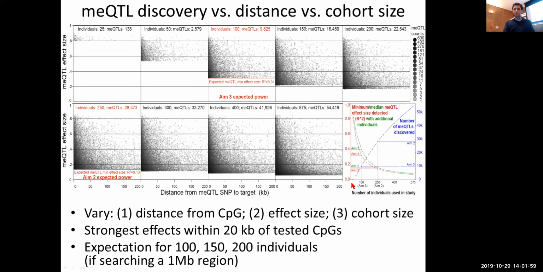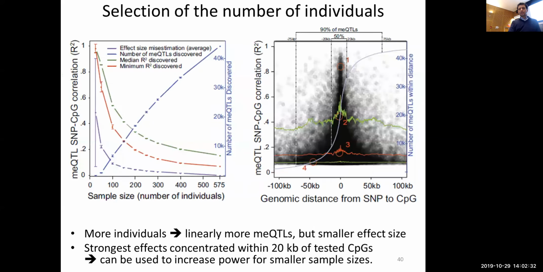And then you can ask, what is the number of methylation QTLs that I've discovered as I go to more and more individuals? Here, the number of individuals allows me to discover many, many more QTLs, and the minimum detection threshold is lower and lower, so it can discover more and more subtle effects. And the green one tells you what is the median effect. It tells you that yes, I find many more, but their effects are more and more subtle. Sounds good?